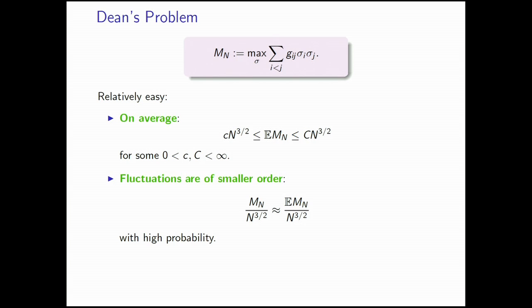Also, if you look at this maximum on the right scale, if you divide it by n to the 3/2, there are some standard concentration inequalities which will tell you that this random number will be very close to the average, okay, with high probability. So if you want to understand a little more precisely than just the order of magnitude, it's enough to look at the average rather than this random maximum.